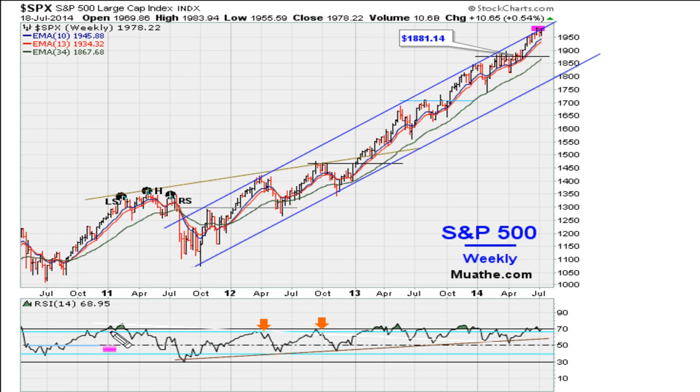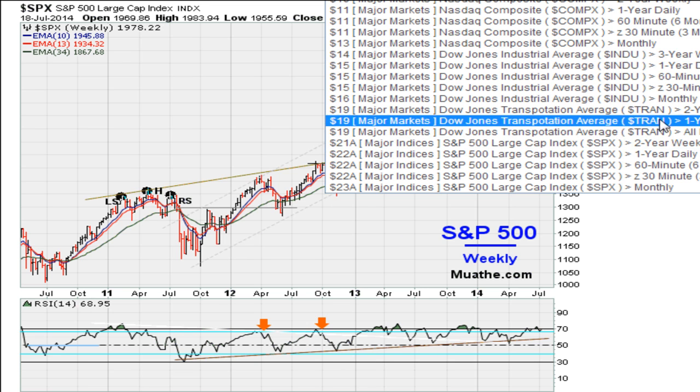Okay, also watch the S&P 500 as it gets close to 69.10. If it stays above 69.10, that's going to be bullish. Let's take a look at the daily for the S&P 500, because that's one of the settings that I was talking about.